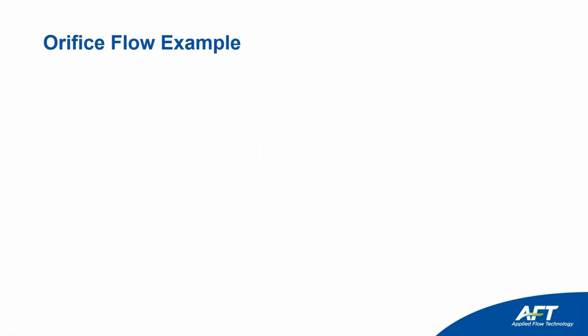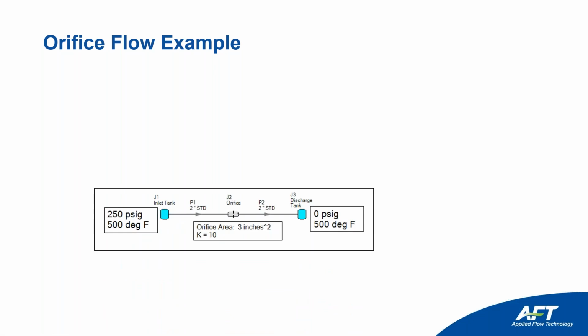All right, so what we're going to do now is we're going to take a look at a very simple example for flow through an orifice plate. Okay, so when we have flow through an orifice plate, there's a restriction. It is possible that you might sonically choke across the orifice. However, we also have an endpoint into a discharge tank, which is at atmospheric pressure.